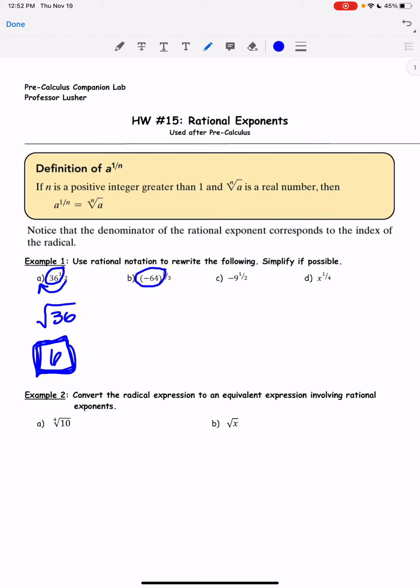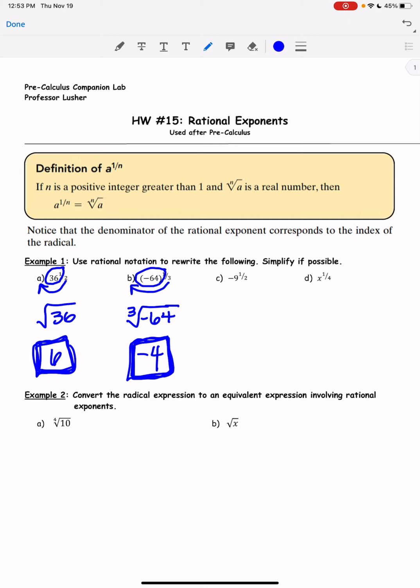Same thing on B. That 1 is going to stay as an exponent, and that 3 needs to come around as the index. So this is the cubic root of negative 64. Because our index is odd, it's okay to have a negative under that radical. So the cubic root of negative 64 is negative 4. And you can put that in your calculator if you need to.